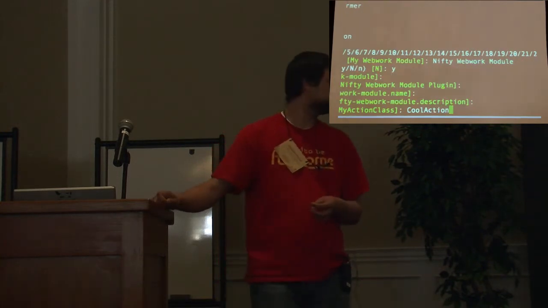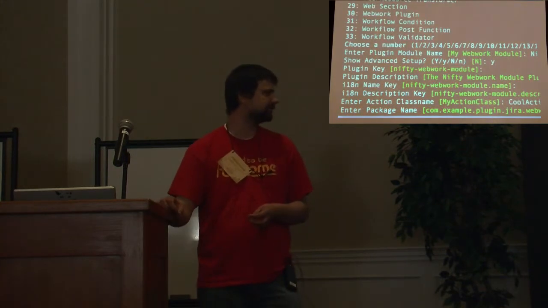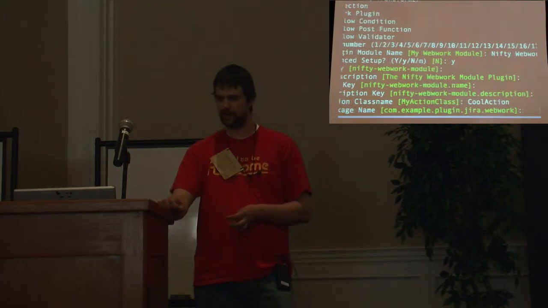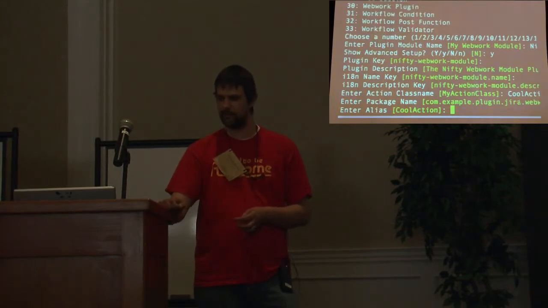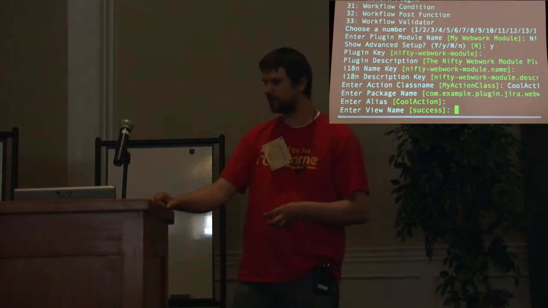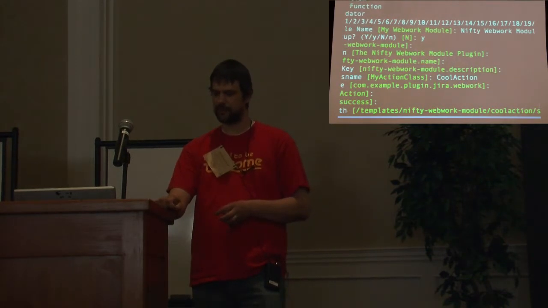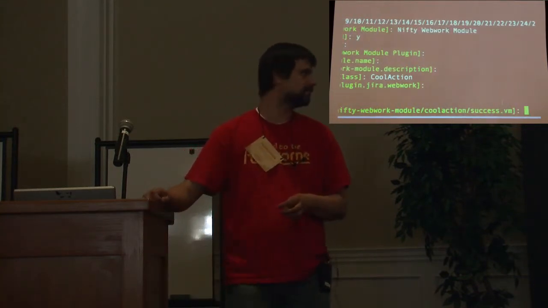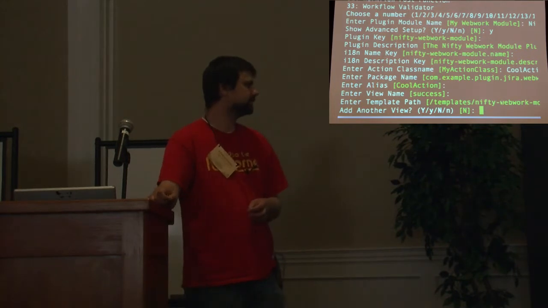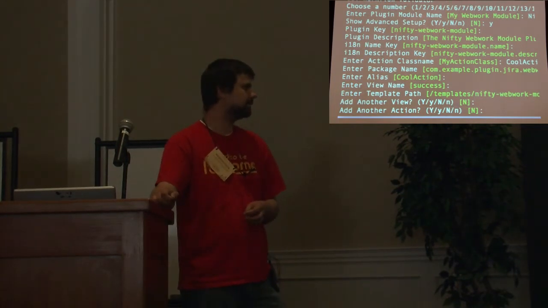So my WebWork module needs an action class. I'm going to call this one Cool Action, because again, it's a really cool plugin. And now it's prompting us for the package we want to put it in. And I'm fine with jira.webwork, so I'll just hit enter. And here's the alias cool action, which is what we're going to use on the URL to get to that action. A success view. And here you can see that the template path was generated for us. And I'm pretty OK with nifty WebWork module cool action success.vm. So I'll say OK. I don't need another view, and I don't need another action.